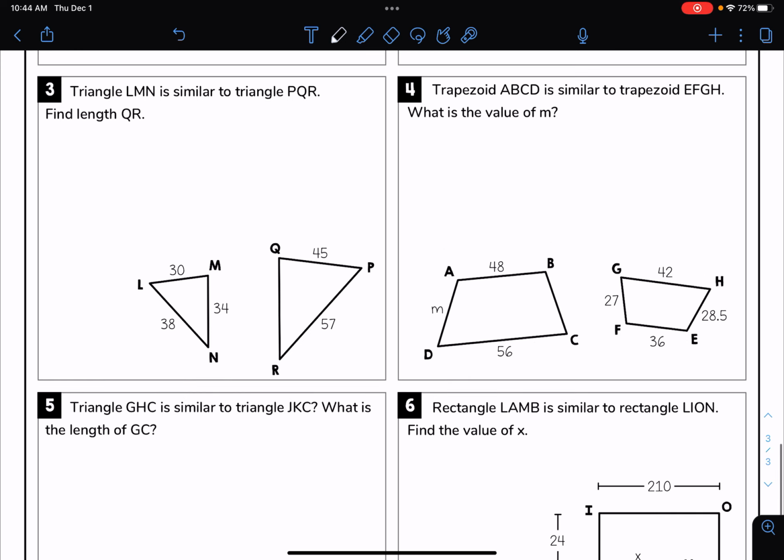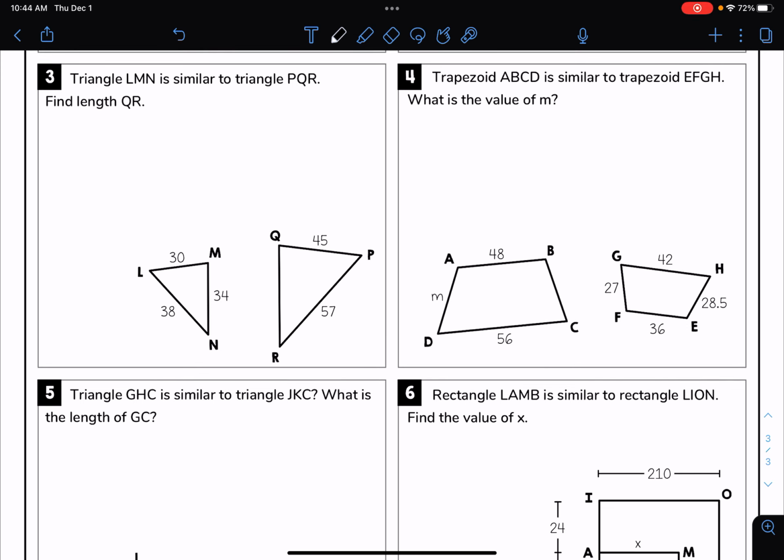So again, you have triangles. You have the same steps with parallelograms and rectangles. You just have more sides, but you're still just setting up a proportion. So you're still just picking two sides from each shape. Sorry. So number 3 says triangle LMN is similar to triangle PQR, find length QR.